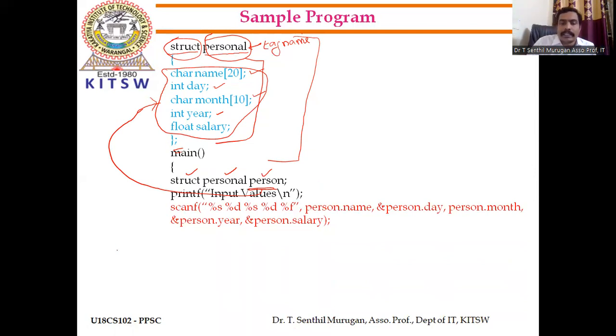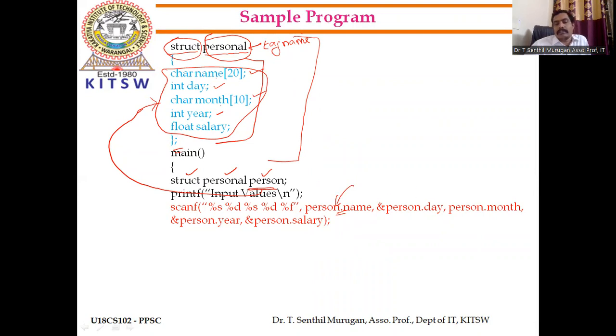After that it will get the input. So the first one is a character array, so string data type. The second one is an integer, percentage d. This is a character array, percentage s. This is year, percentage d. This is salary, percentage f. Like that we will give, and then we know how to access the elements. Person dot name, the dot operator we have to use to represent the name. So this is for the first person's name.